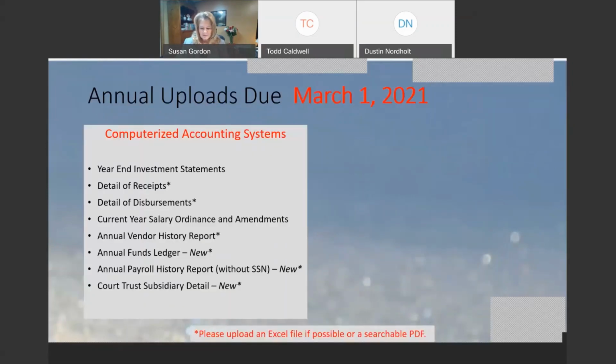So on to the annual uploads. Please don't forget about these. These also are due on March 1st. And for computerized accounting systems, this is the information that you'll need to give us.